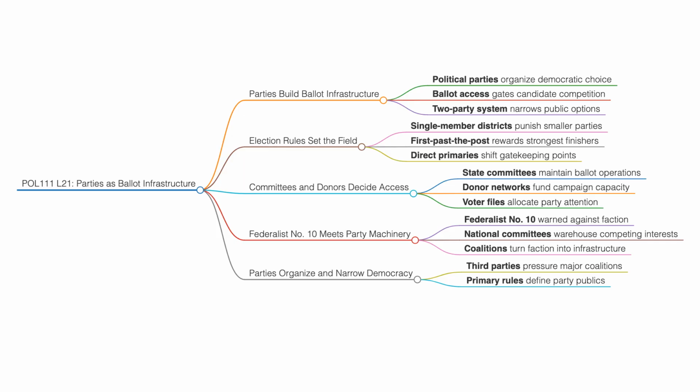channels. Third parties expose the limits of the system. They rarely win national office, but they can move issues into public debate, pressure major parties, and signal dissatisfaction that the major coalitions cannot fully absorb. Their weakness does not prove they are irrelevant. It proves the electoral structure makes issue influence easier than office holding.